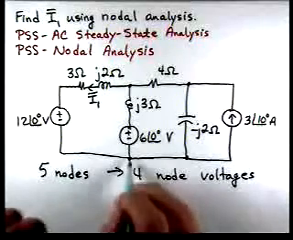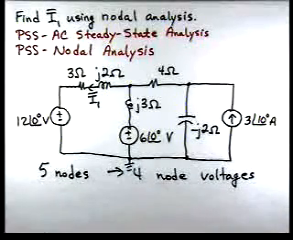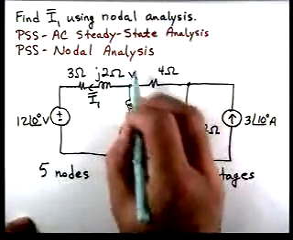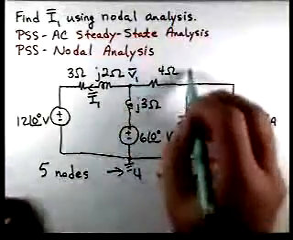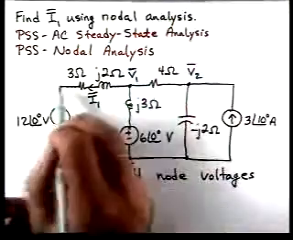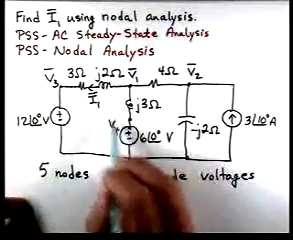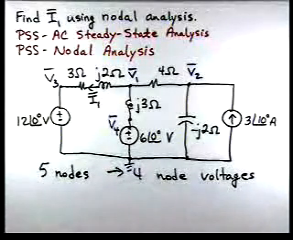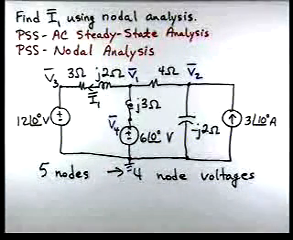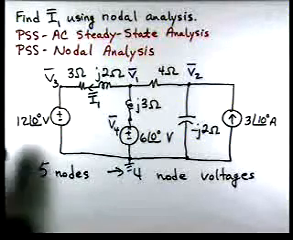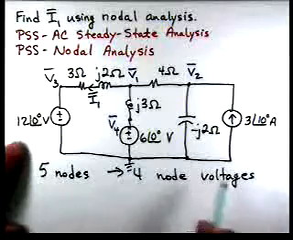So let's pick the bottom node as a reference node, and we'll go in and I'm going to label this node voltage V1, this node voltage V2, this node voltage V3, and this node voltage V4. Okay. So we have 5 nodes, so we have 4 node voltages because we're going to select one of them as the reference node. Now, we have 4 node voltages. That means we're going to need 4 equations.